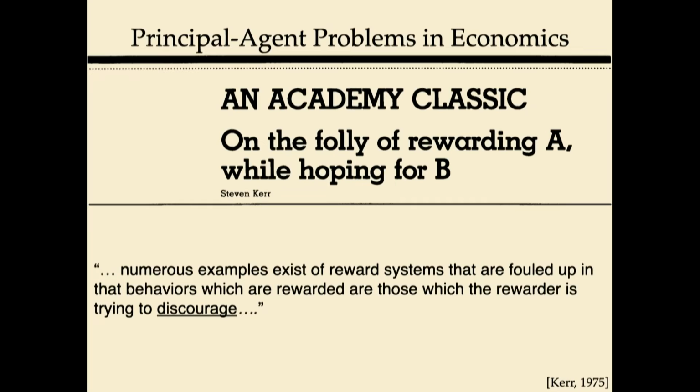Well, one of the classics is a paper that started an entire field in economics called principal agent problems. This is called "On the Folly of Rewarding A While Hoping for B." The summary, if you want to go slightly beyond the title, is that numerous examples exist of reward systems that are fouled up in that behaviors which are rewarded are those which the rewarder is trying to discourage. This makes the point that this isn't a property of AI systems, this is really a property of human systems in a whole bunch of cases.